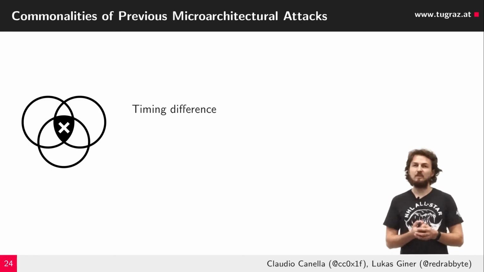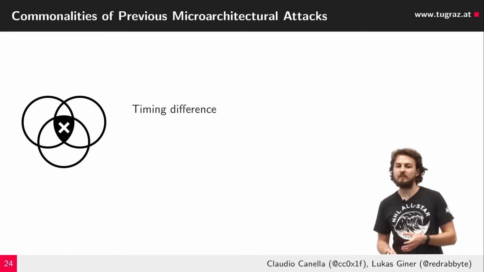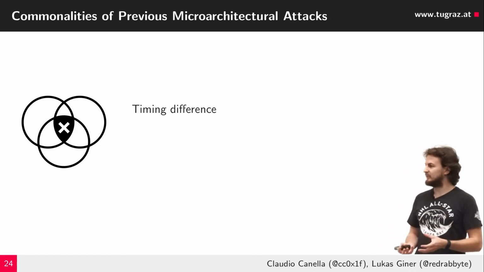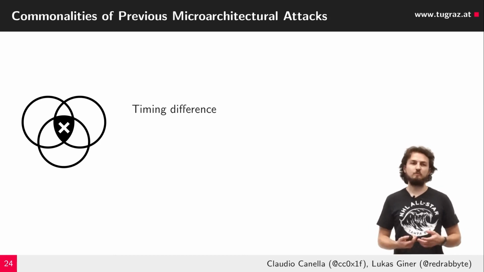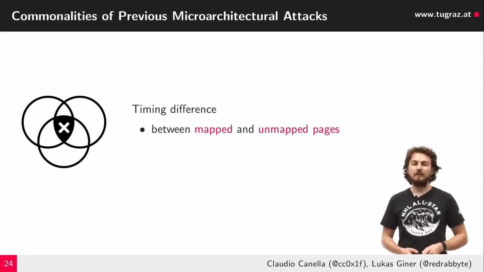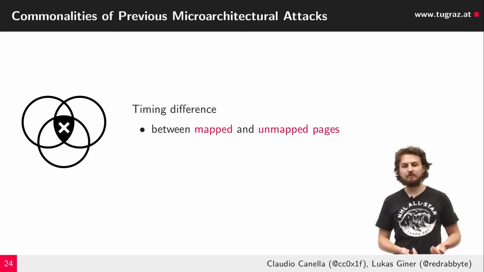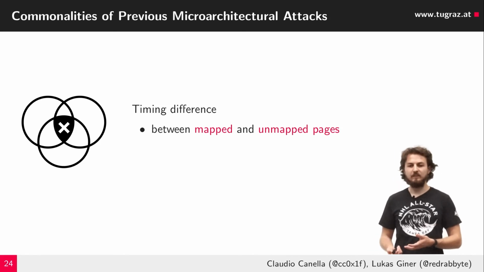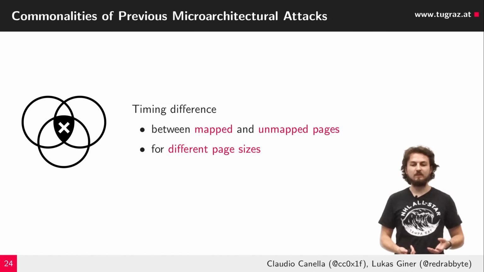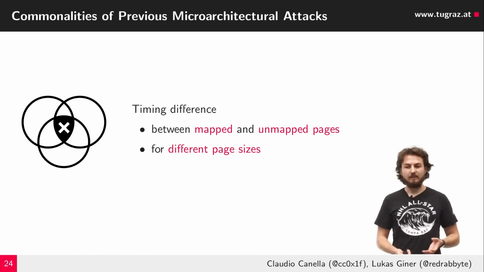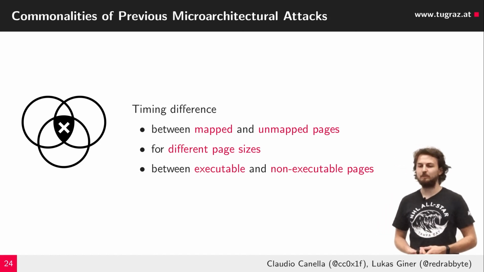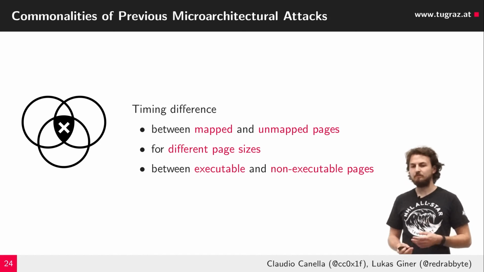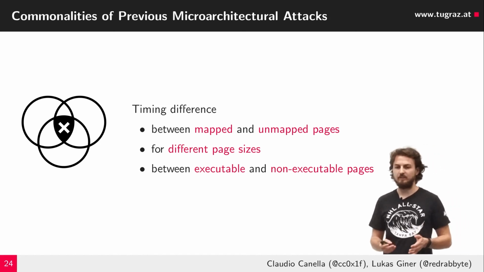And with that, now we want to look at the final part. And this is how can we prevent these microarchitectural attacks on KASLR? There have been quite a few in recent years, and we started out by looking at the commonalities of these microarchitectural attacks. And this analysis showed that there's a timing difference between mapped and unmapped pages that we need to mitigate. We have a timing difference for different page sizes. And there's also a timing difference between executable and non-executable pages. And to be able to mitigate all of these attacks, we need to consider all these things.